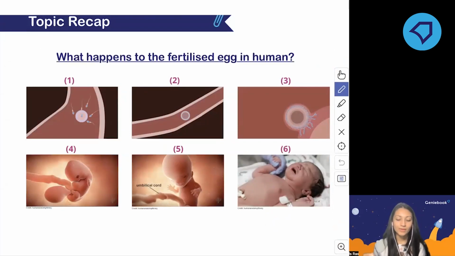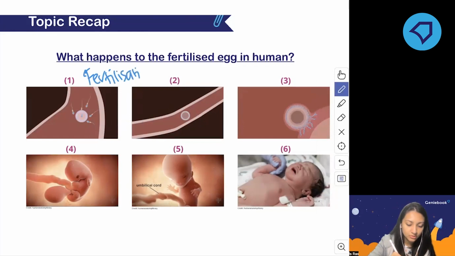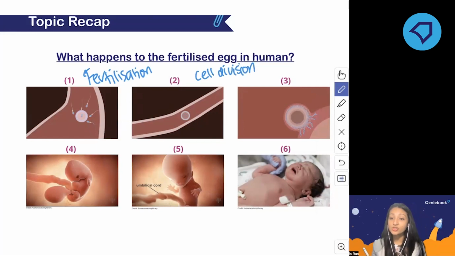Then in humans, we've seen this before in the previous lesson. You remember, this is where fertilization takes place. Cell division takes place. Maybe I'll just write down the important parts here. This is fertilization. This is cell division. Then number 3 is what? Where is this ball of cells attached to? To the womb. So this part here is actually the womb.